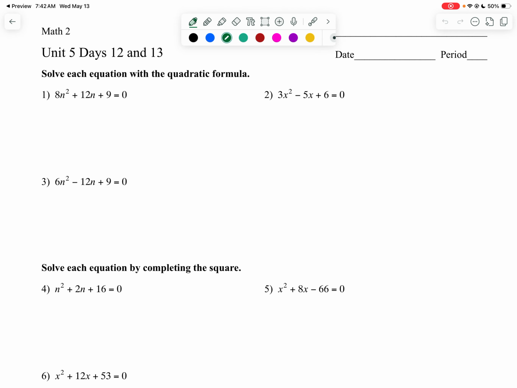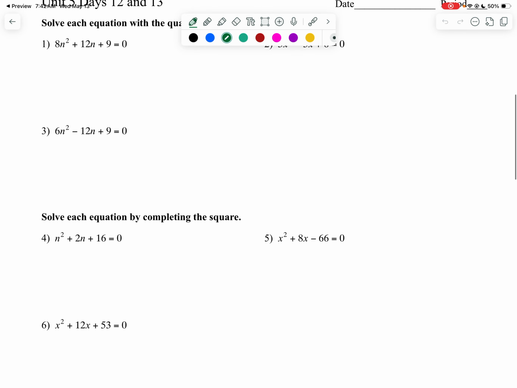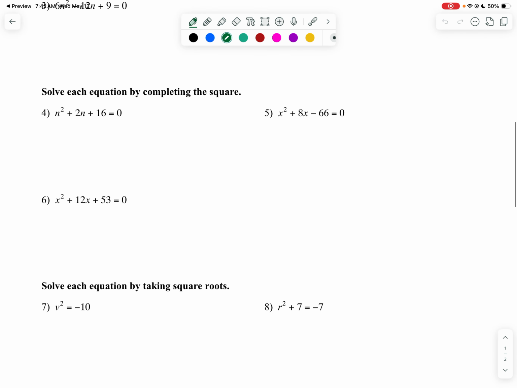All right, in this video, we are going to talk about how to solve equations with imaginary numbers. So we're going to be using the quadratic formula, we're going to be completing the square, and we're going to be taking square roots.